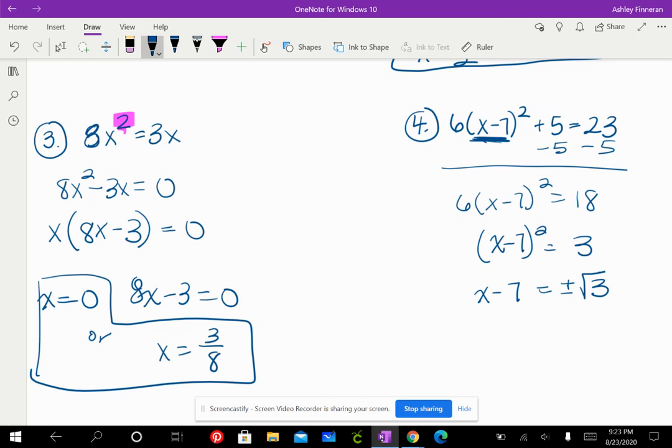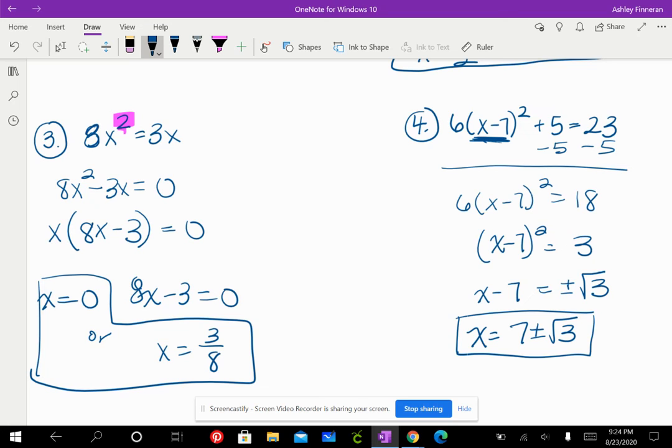I could square radical 3 to get 3, or negative radical 3 to get 3, which is where that plus or minus is coming from. And then finally add that 7 over. So I get x equals 7 plus or minus radical 3. Notice I didn't round. I didn't type it in my calculator.